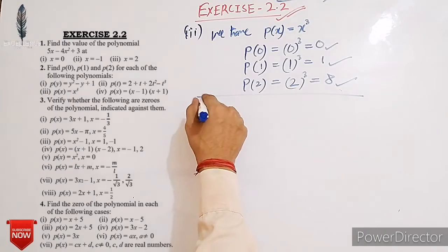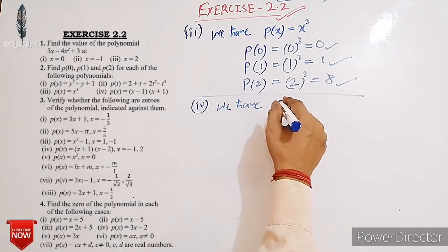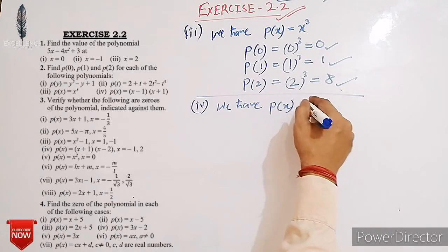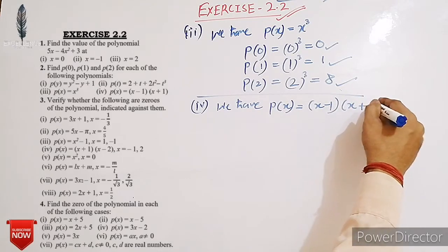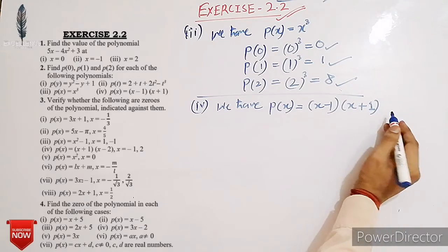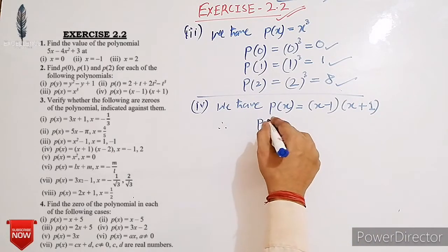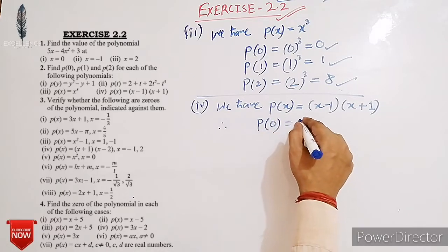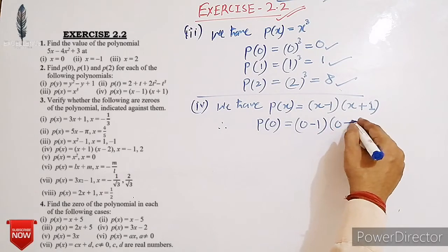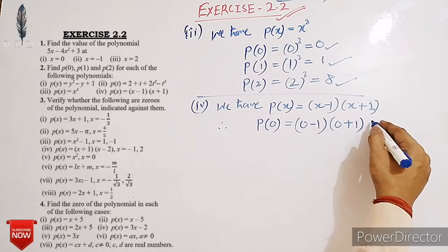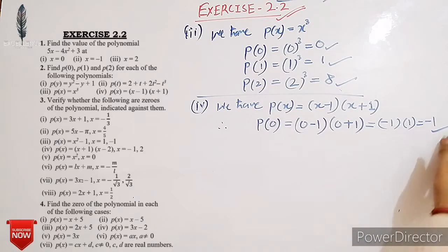Now next p of x is equals to x minus 1 and x plus 1. So we have p of x is equals to x minus 1 into x plus 1. So here p of 0 is equals to 0 minus 1 into 0 plus 1. Here minus 1 into 1 is equals to minus 1.